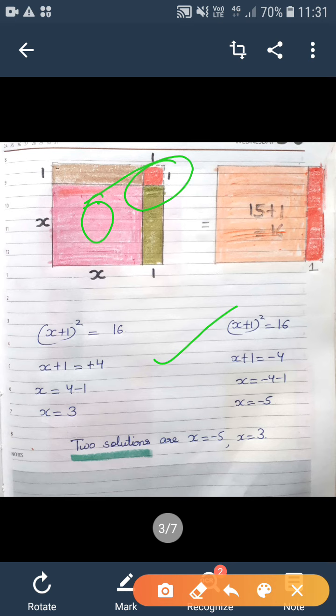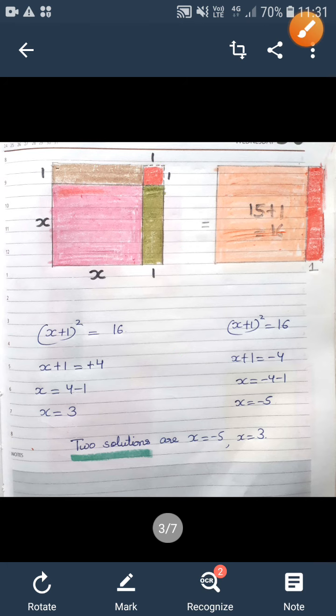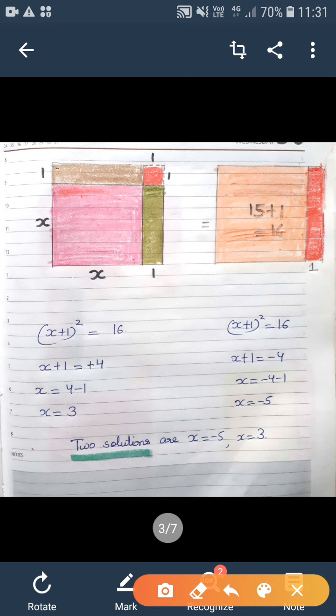Now you can understand this. First we had this area of a square, that is x square. We arranged two rectangles, one on the right side and one on the top side, and it is just short of a square by an area of 1 square unit. So we add this unit square here, and because these areas are equal, we have to add 1 square unit to the right hand side area also. So 15 plus 1 will be equal to 16.